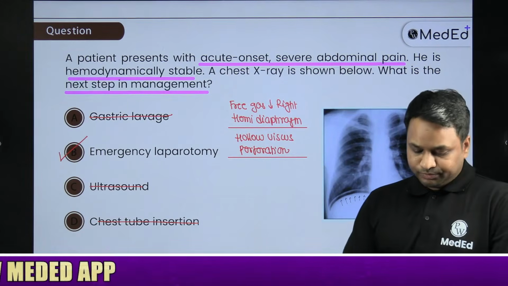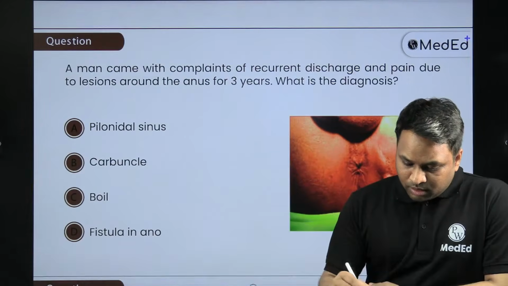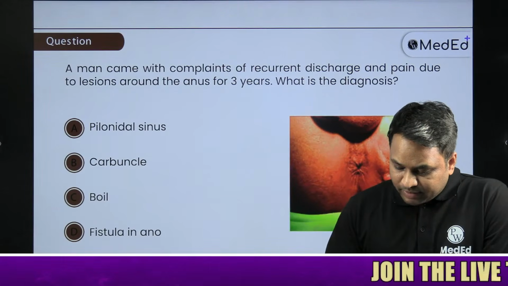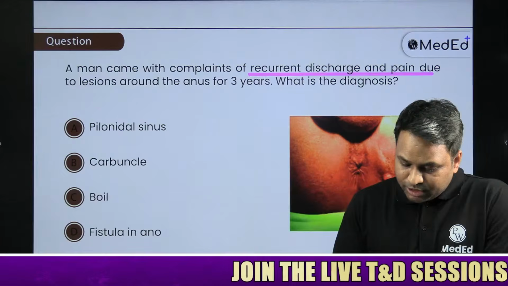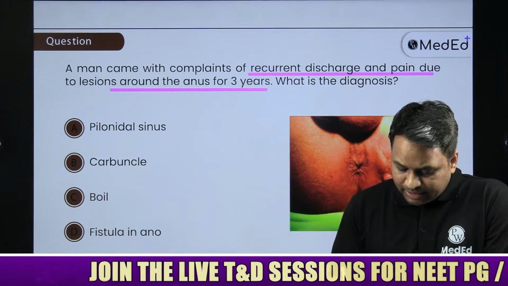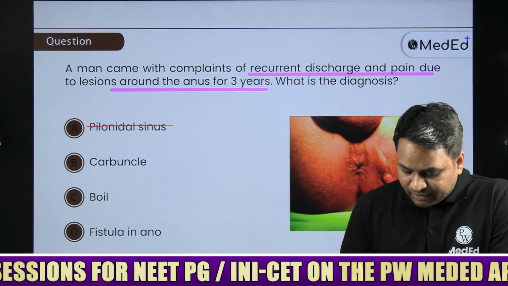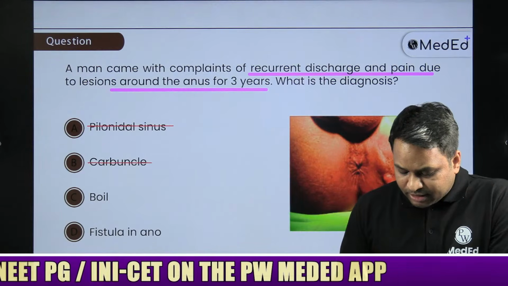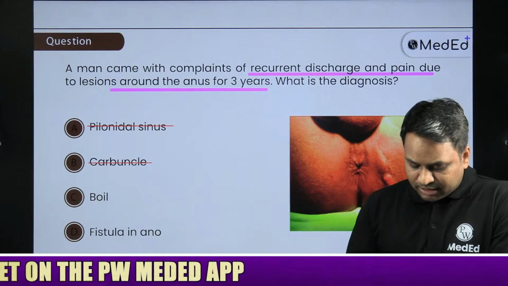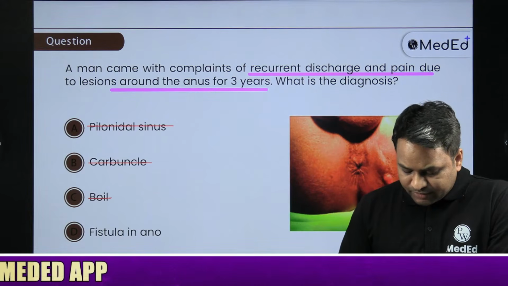Okay, I have a man who complains of recurrent discharge and pain due to a lesion around the anus for 3 years. What is the likely diagnosis? It cannot be a pilonidal sinus because that is in the gluteal cleft. It cannot be a carbuncle because there will be acute and sudden discharge. There is nothing called boil. So answer here is fistula in ano.